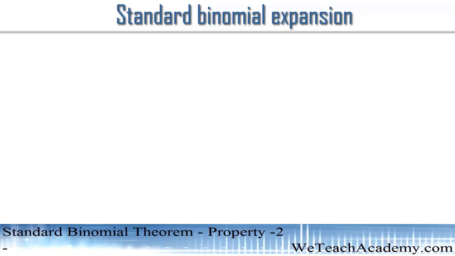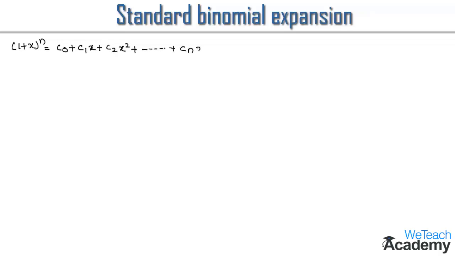Today in this presentation, we are going to prove some important properties of standard binomial expansion. In our previous video, we proved the standard binomial expansion, which is (1 + x)^n. The expansion of this term is C0 + C1x + C2x² + and so on, plus Cn x^n. So we have some important properties of this standard binomial expansion.